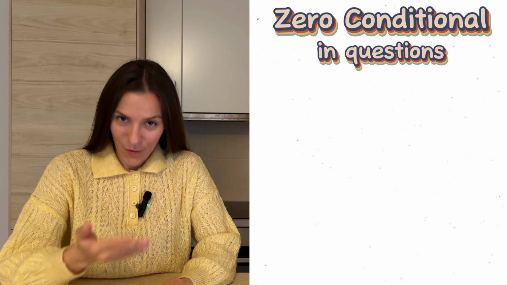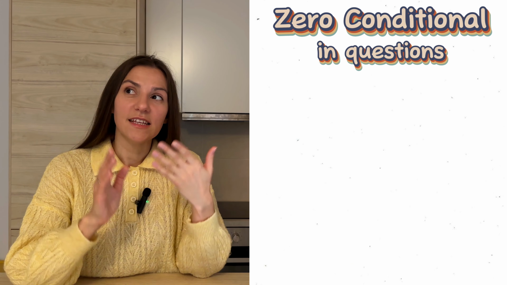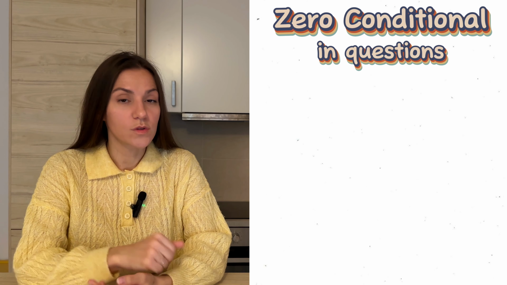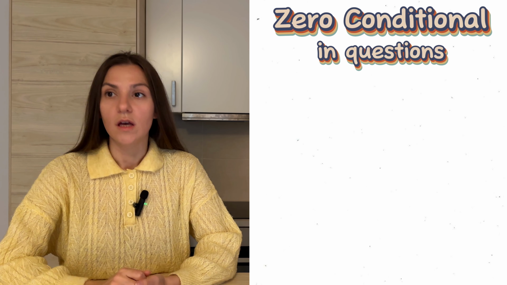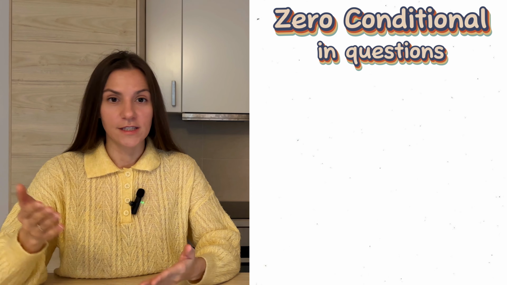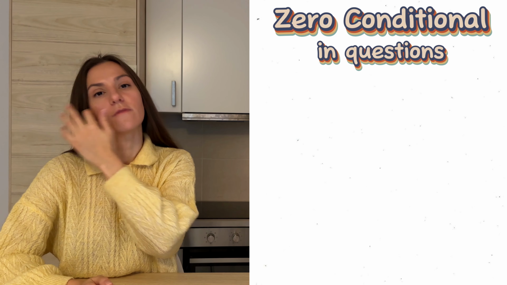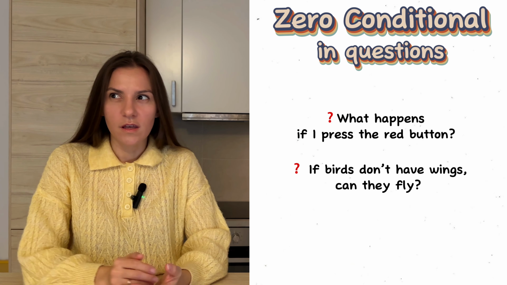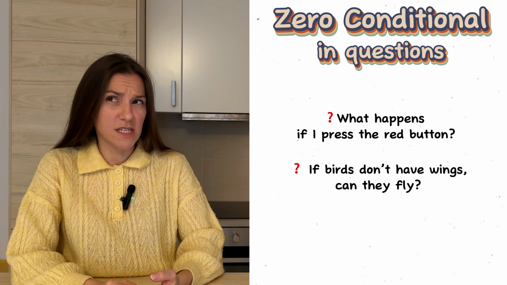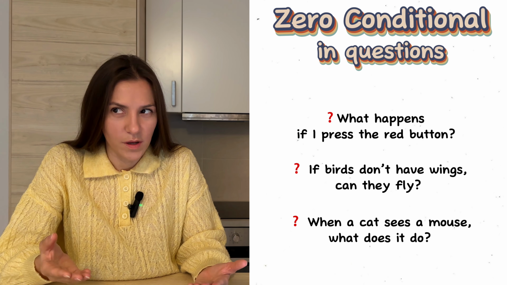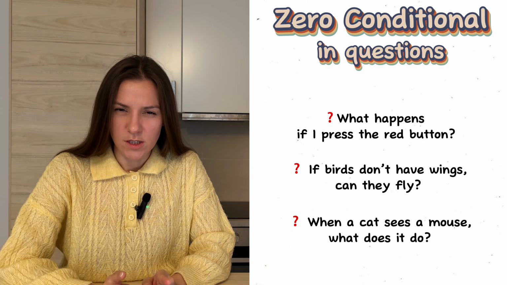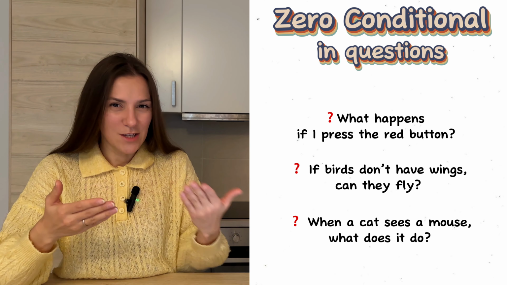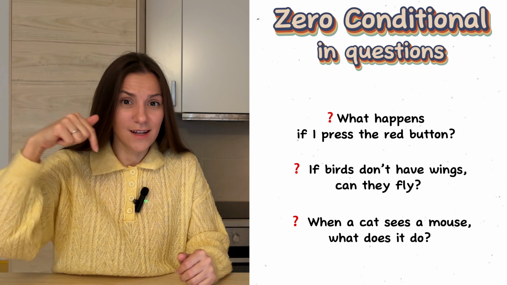I know that's a lot to process, but here's one last thing. Zero conditionals in questions. On the one hand, it's simple because they follow the rules of the tense that you decide to use, be it present simple, present continuous, past simple, or even not a tense, but modal verbs. What happens if I press the red button? Can birds fly if they don't have wings? When a cat sees a mouse, what does it do? Do you remember how to make questions? Do you want me to create a lesson about it? If you do, let me know in the comments.